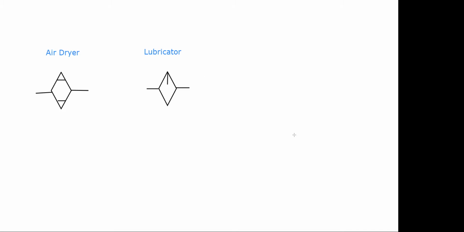So what is a lubricator? A lubricator is a device which just adds some oil to the moving or flowing air. What is the reason for adding this oil? Because the addition of this oil makes the air smooth. The air does not directly collide or collapse on the wall of the compressor. They become smooth. That's why we are using this lubricator here.